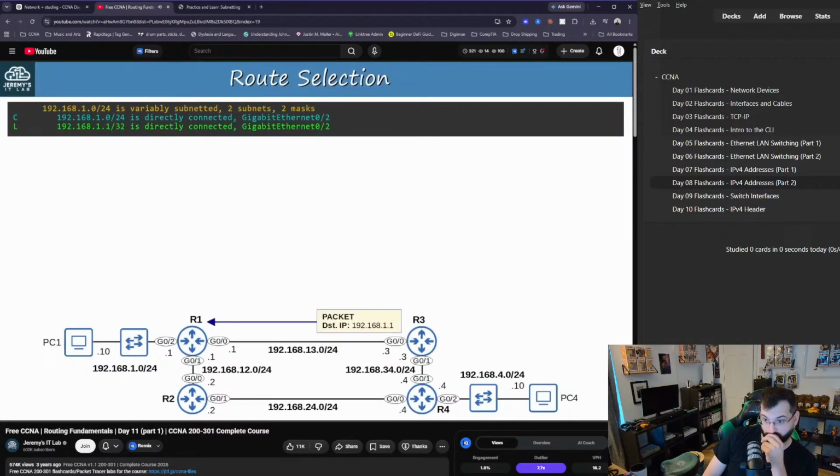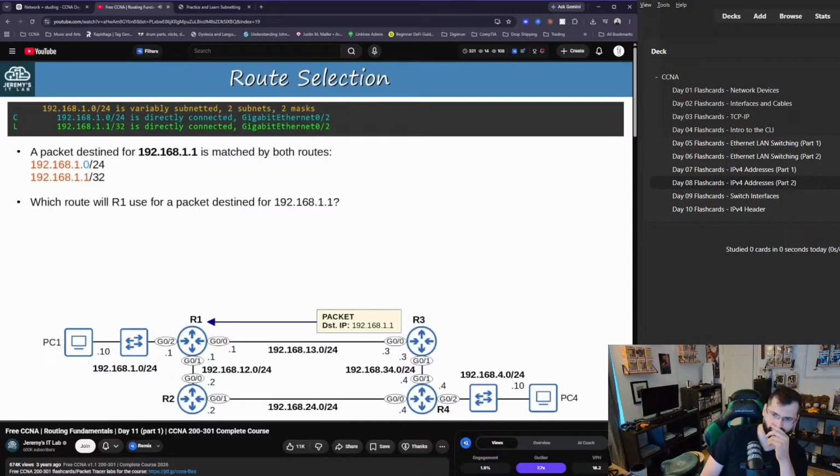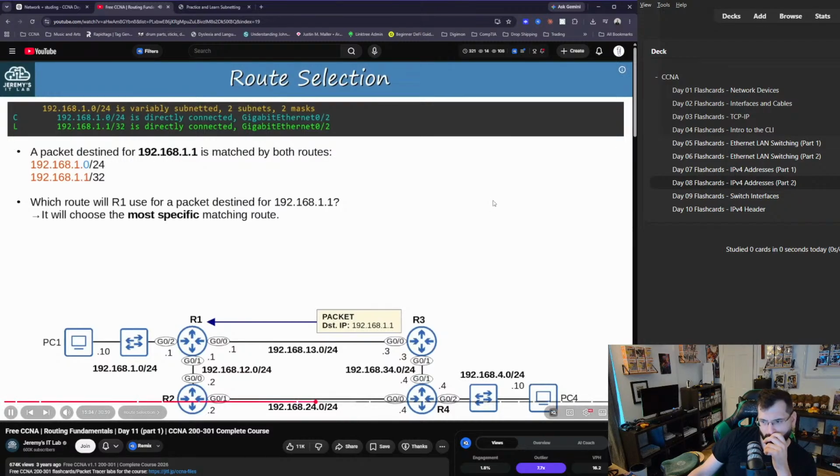Let's say R1 receives a packet and the destination IP is 192.168.1.1. Can you see the problem here? A packet destined for 192.168.1.1 is matched by both routes, 192.168.1.0/24 and 192.168.1.1/32. So which route will R1 use for this packet? Will it send the packet out of G0/2, or will it receive the packet because the packet is for R1 itself? The answer is, it will choose the most specific matching route.